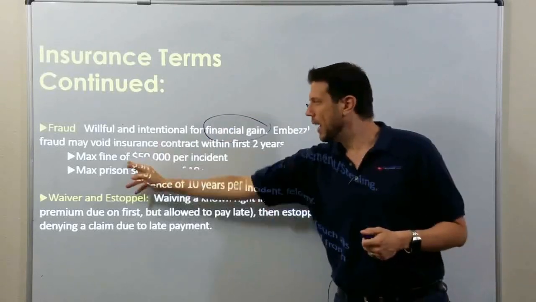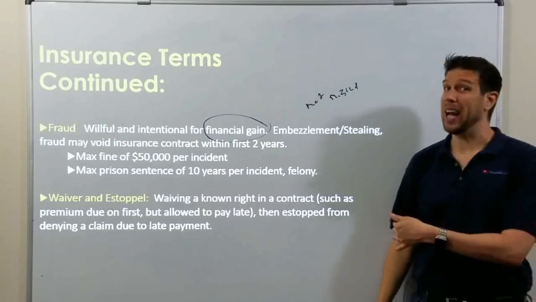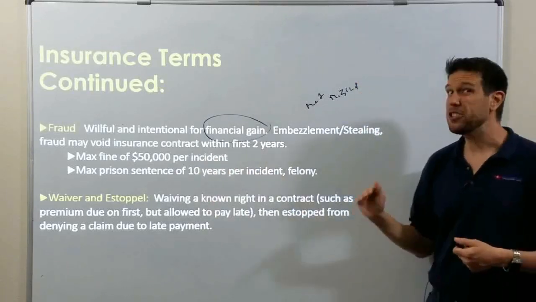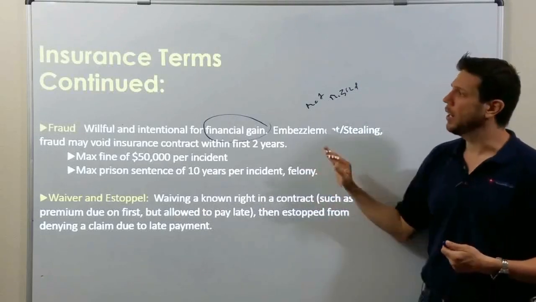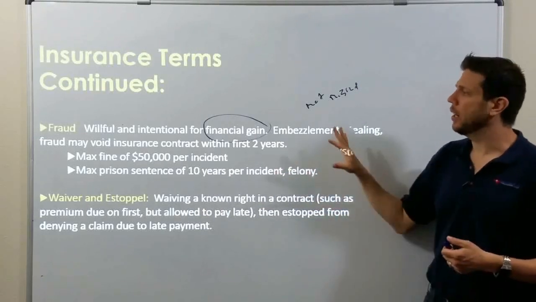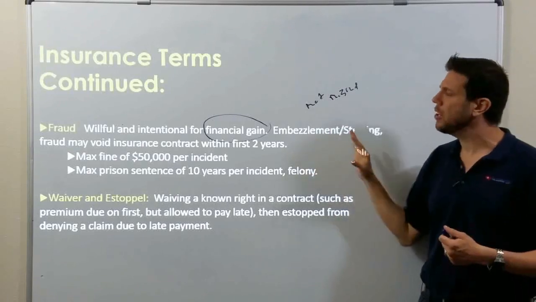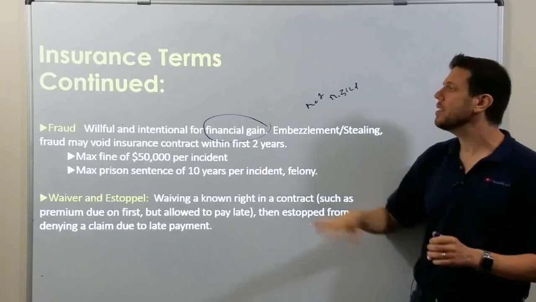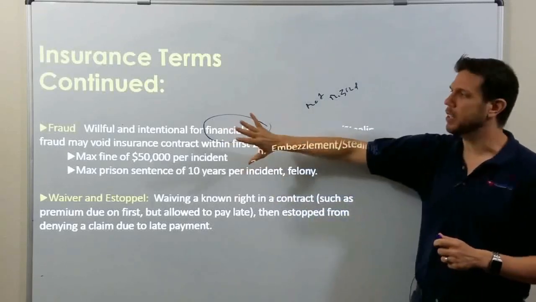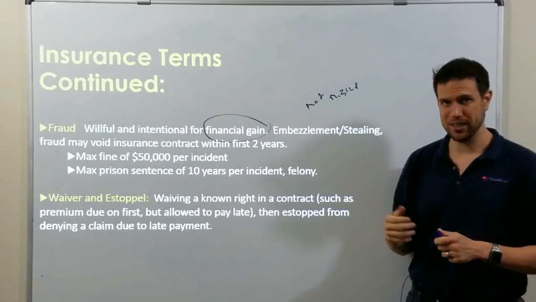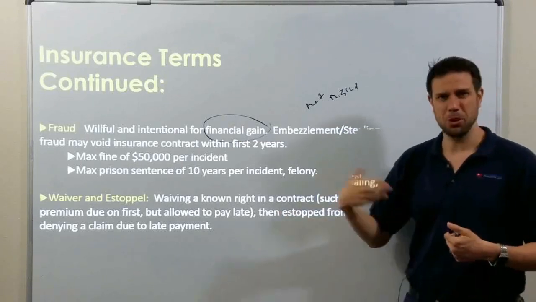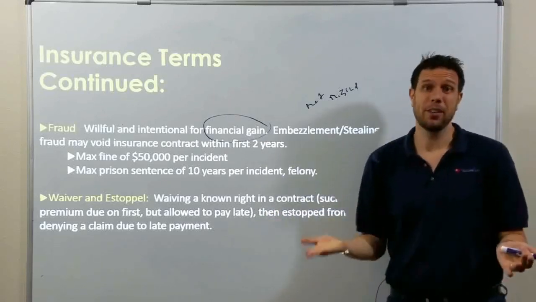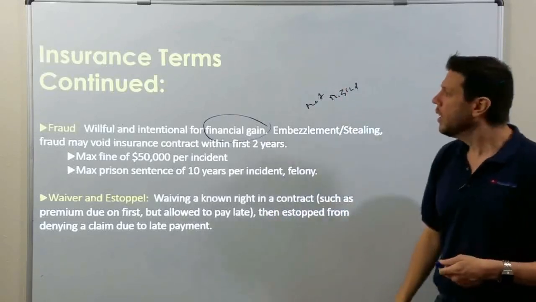You can be fined a maximum of $50,000 per act of fraud, and you can go to jail for 10 years for each time you commit insurance fraud. Insurance fraud is a felony, and as an agent, you won't deal with this too much, but if something seems a little fishy, definitely tell your insurance company, because fraud hurts the entire insurance industry. If a customer gets too much on a claim, or they file a false claim and they get paid, well, we all have to pay higher premiums for that.